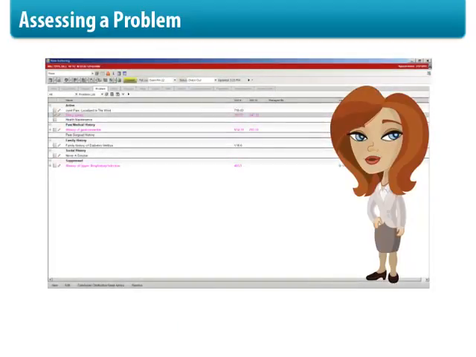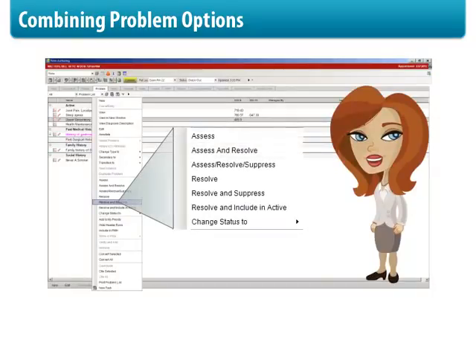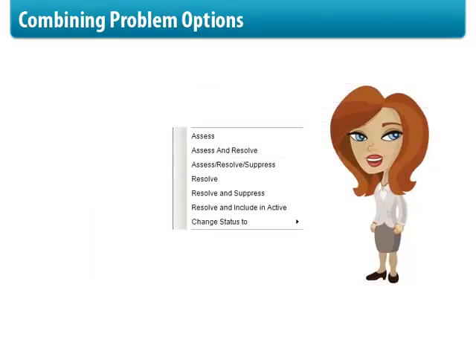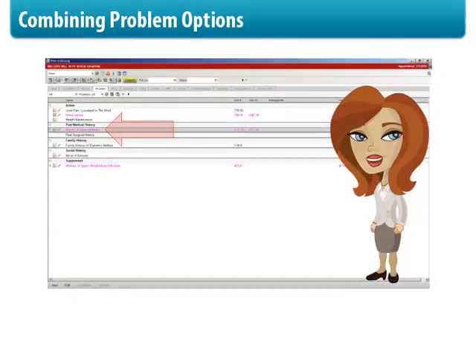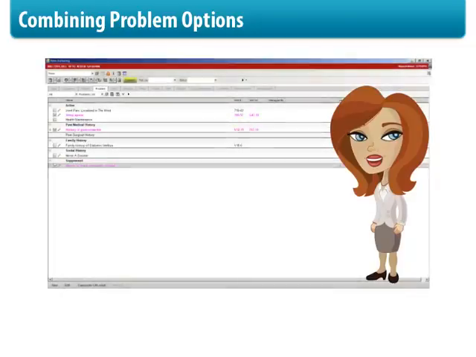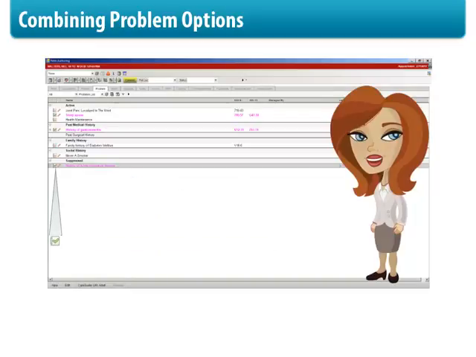Any of these methods will place a green check mark over the notebook icon to the left of the problem. This green check mark indicates that the problem has been assessed during the current encounter and will be included on the billing fee ticket. When right-clicking over a problem, you can combine some of these options. Assess and Resolve will move the problem from active problems to past medical history and will also identify it as a problem assessed during this encounter. Assess, Resolve, Suppress will remove the item from active problems and from past medical history and also includes it on the billing for this visit.